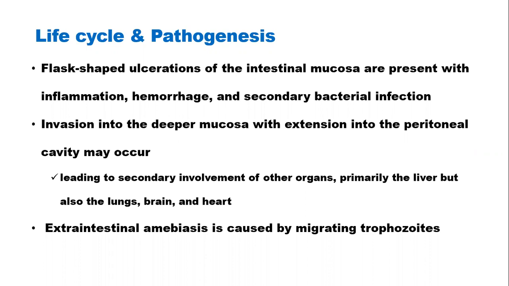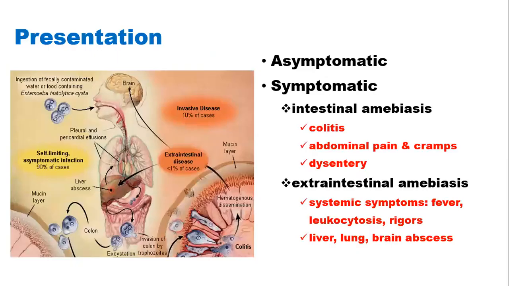There could be invasion into deeper mucosal layers with extension into the peritoneal cavity. This can lead to secondary involvement of other organs, such as the liver, the lungs, the brain, and the heart. So this is extraintestinal amoebiasis, and it is attributable to migrating trophozoites.